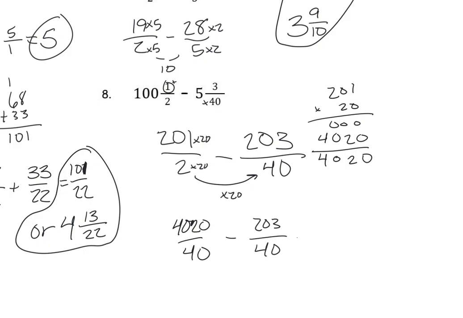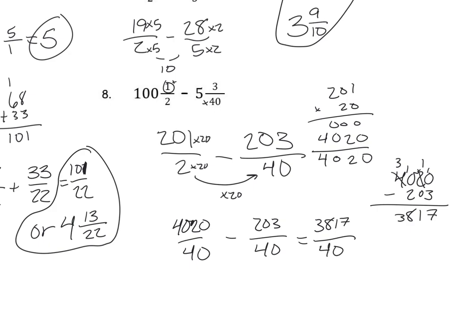Okay. When we subtract here, 4,020 minus 203. Borrow here. 10 minus 3, 7. 1 minus 0, 1. Gotta borrow again. 10 minus 2 is 8. And 3. So we get 3817 over 40. Okay.